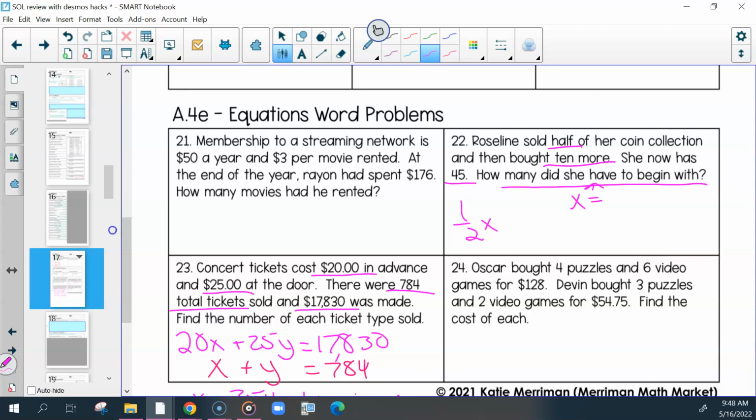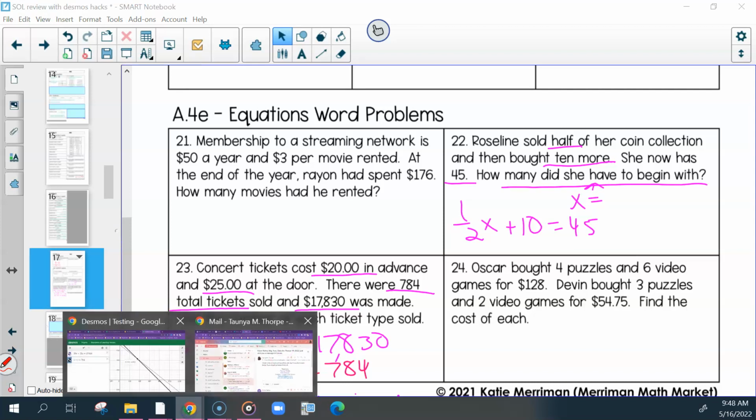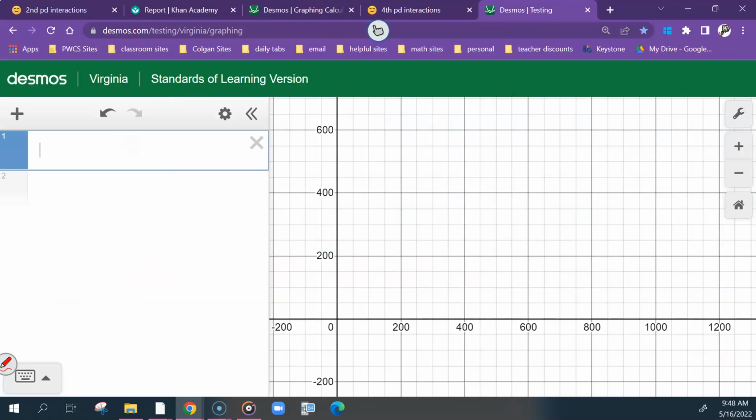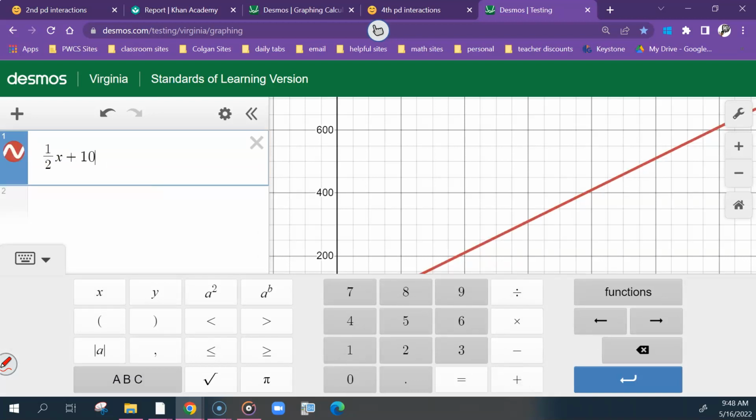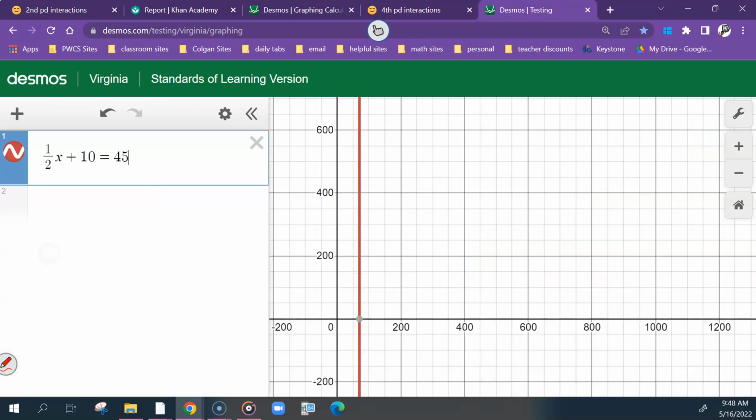10 more, how would we write that? Plus 10. And she now has 45, so that's going to be our total. We can put that equation into Desmos and figure out what that answer is. You could also solve it by hand, either or. So 70 coins would be our answer.